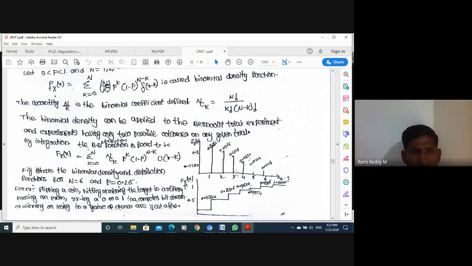These figures are obtained by substituting N equal to 6 and p equal to 0.25.